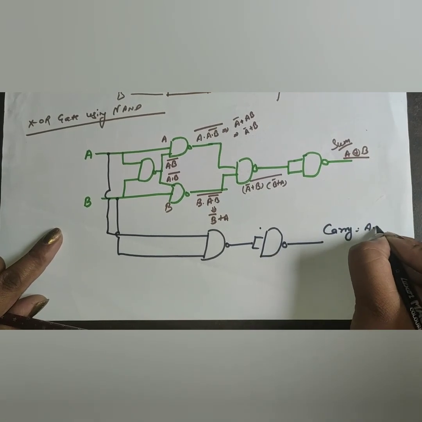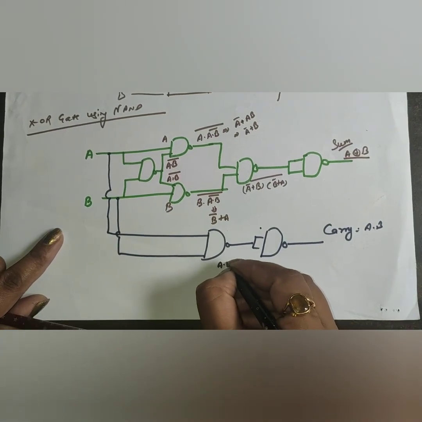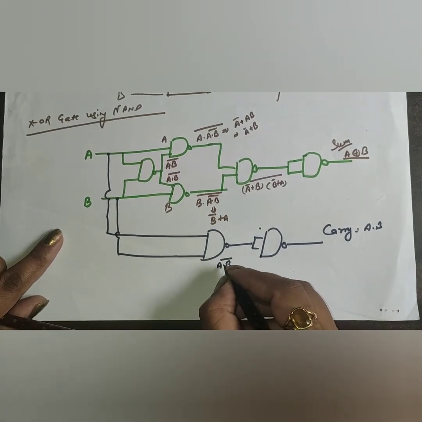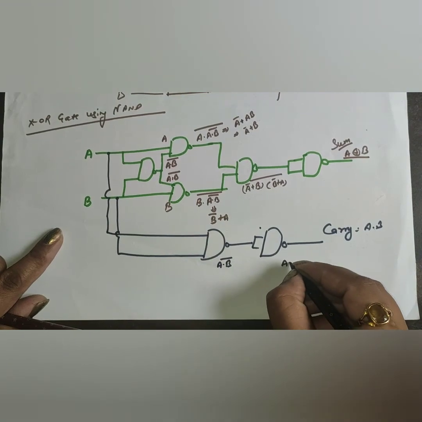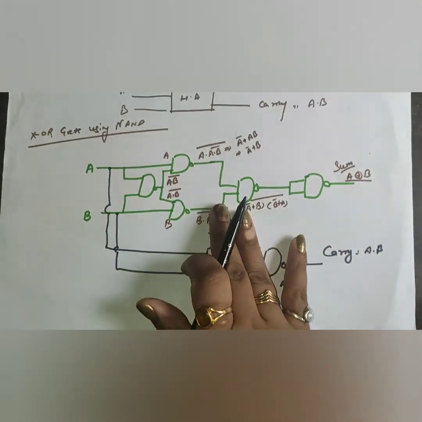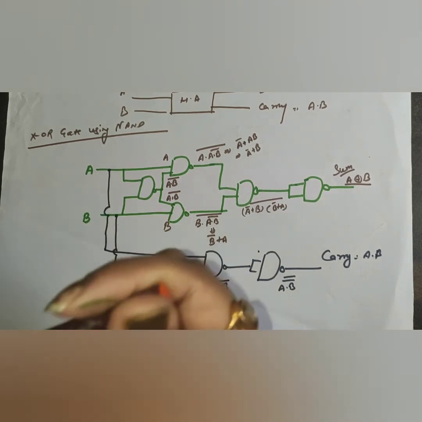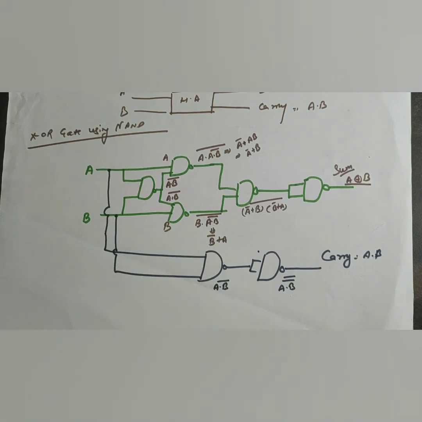Carry is A dot B. How can we make it? This is (A dot B) bar, and it goes through the NAND gate, giving (A dot B) double bar, that is A dot B. That is the answer of the carry in a half adder. So this is how we can make a half adder using NAND gates. I have explained earlier that the NAND gate is a universal gate, so we can make any gate using NAND gates. So this is our answer.